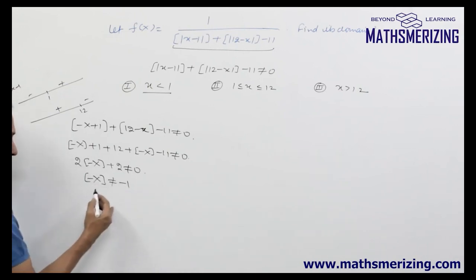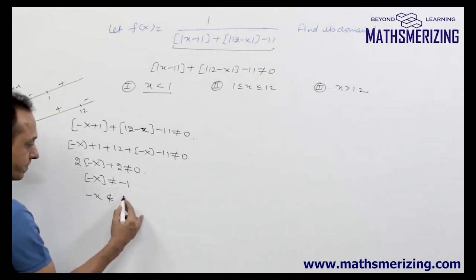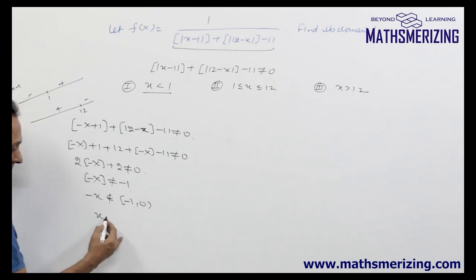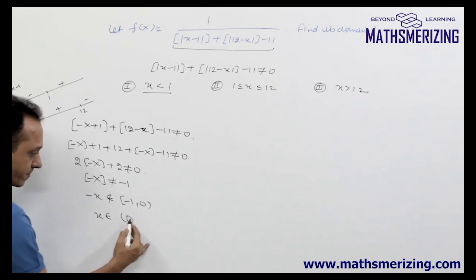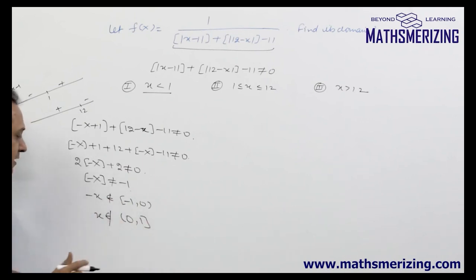So the greatest integer function of -x should not be -1 simply means -x should not belong to [-1, 0). If I multiply with minus, I'll get x should not lie between 0 and 1. So the value of x should not lie between 0 and 1.